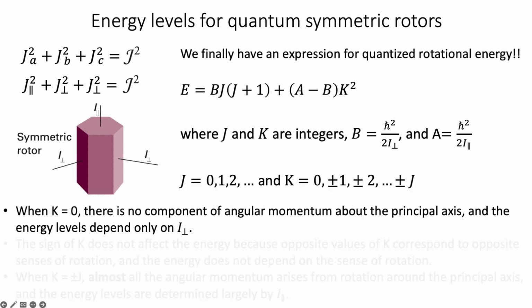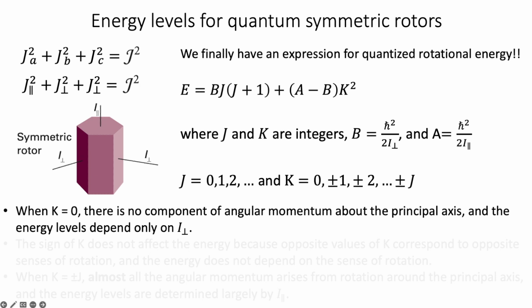So, okay, j can be 0, 1, 2, etc., anything you want. k can be 0, or it can be plus or minus 1, plus or minus 2, ranging all the way up to plus or minus j. So let's say we have j is 2. Well, if j is 2, then k can be -2, -1, 0, 1, or 2. Those are the only allowed values for k, to give an example.